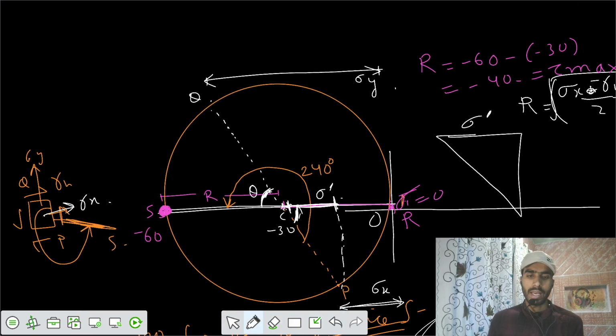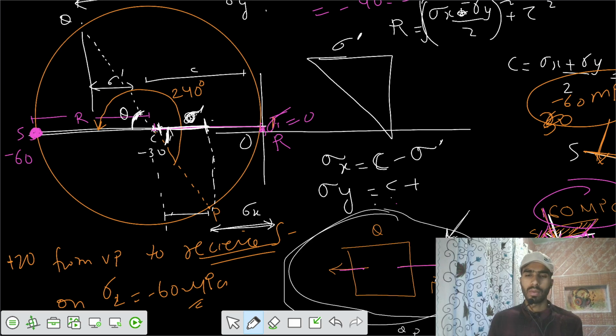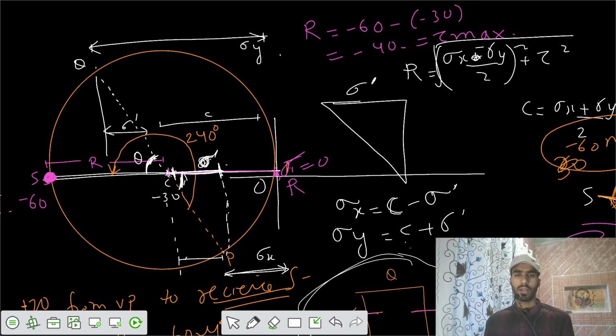So once I am able to get the value of sigma dash, I would say that sigma x equals center minus sigma dash. And similarly, by the symmetry, sigma y equals center plus sigma dash. So I need to get the value of sigma dash.